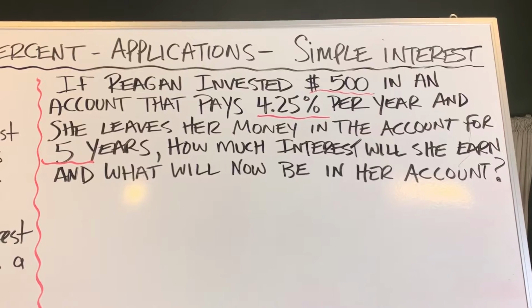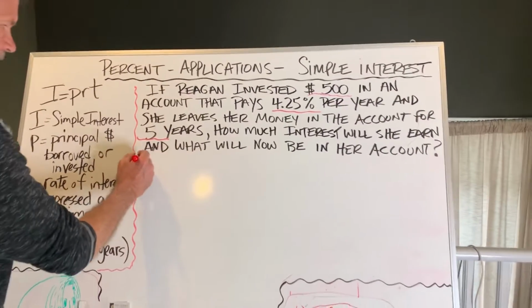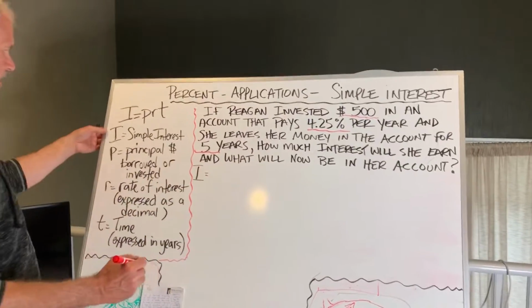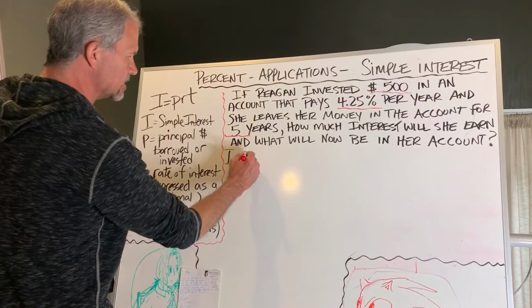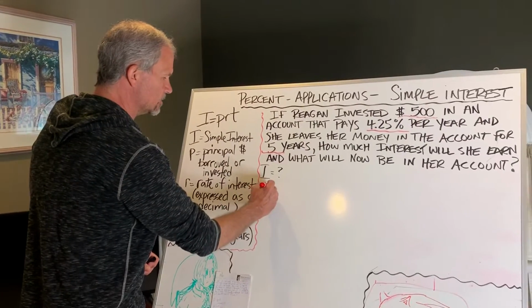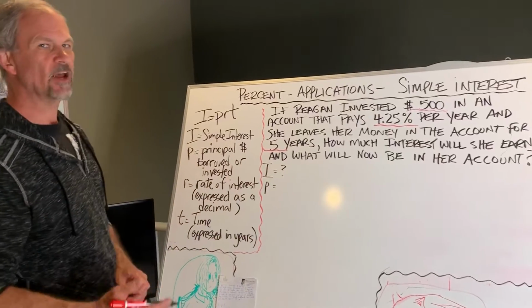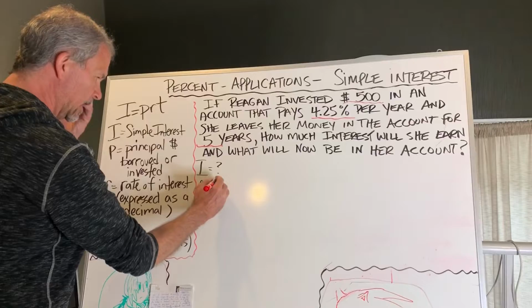So that's what I want to find. I'll start with identifying what I know, kind of what I did over here. I like to put it out on the left margin. The simple interest is the thing I don't know. P, principal. What's the amount of money being invested or borrowed? There it is. It's 500 bucks. So P is 500.